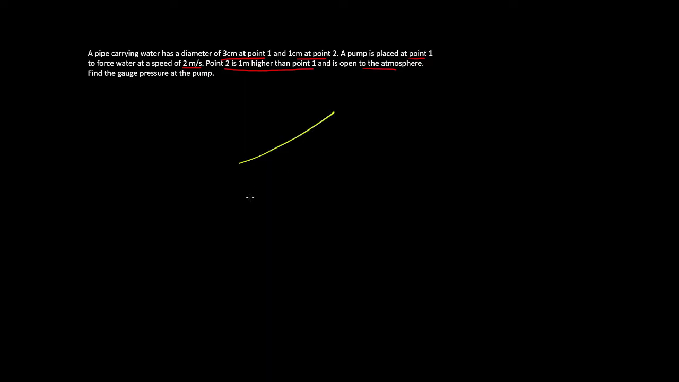So if we draw this pipe, it's going to look something like this. Over here we have a smaller diameter than the one over here. And point 1 on the pipe is effectively 1 meter lower than point 2. Okay, so this is 1 and this is 2. And on this side here, we have a pump. Let's just call that P. That's going to push the water out.